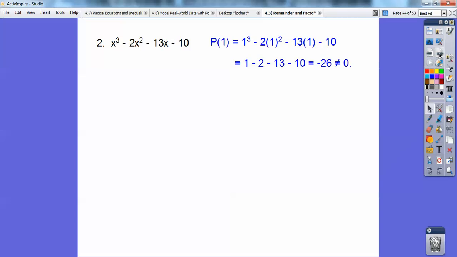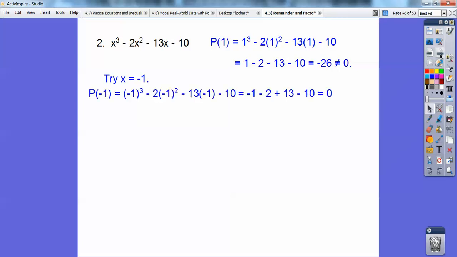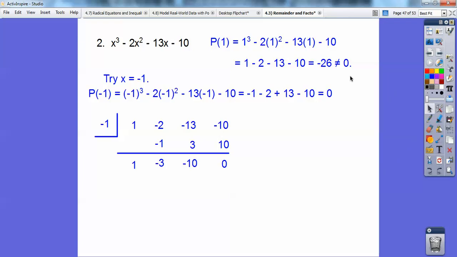Let's try 1 again. Okay, 1 doesn't get me 0, it gets me negative 26. So let's try negative 1, see if that gets me 0. All right, so when I plugged in negative 1, wow, I got 0. So I lucked out, you guys. So I'm going to synthetically divide negative 1 into that. Remember, if negative 1 works, that means x plus 1 is a factor. Okay, so here's synthetically divided. And notice I got a remainder of 0.